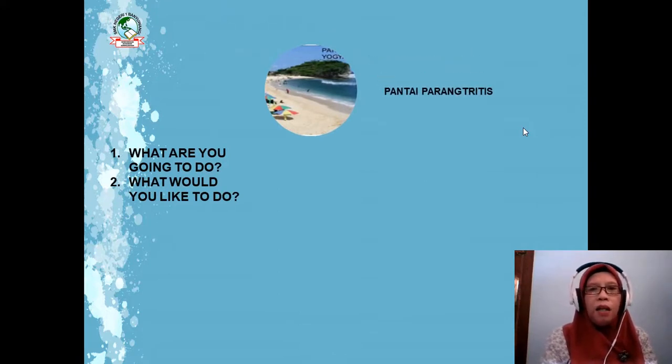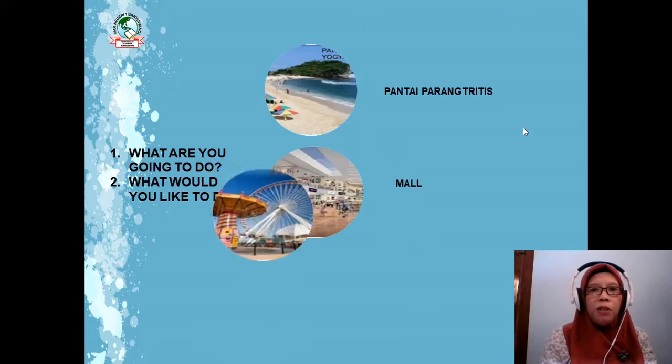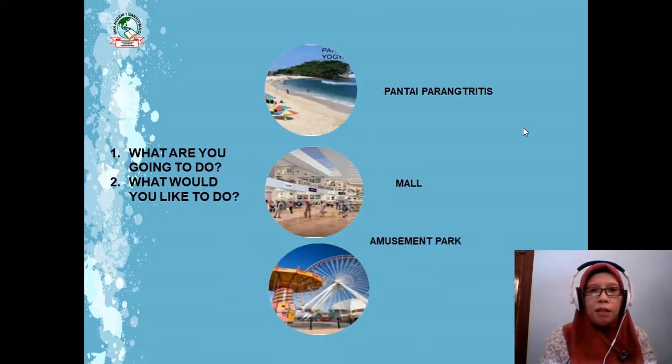Okay, class. I have three pictures. The first picture is about Pantai Parangtritis, the second picture is about a mall, and the last is about an amusement park. If there is a question, what are you going to do in Pantai Parangtritis? The response can use expressing intention. The second picture, what would you like to do in the mall? It is the same as number 1. The response uses expressing intention. And the last, what are you going to do in the amusement park? It also uses expressing intention to respond.